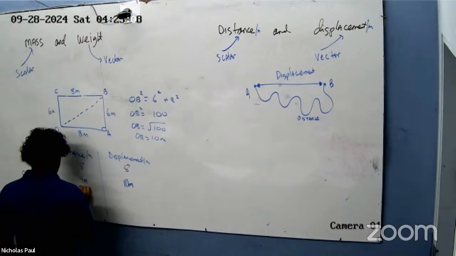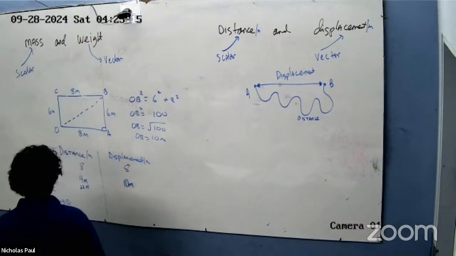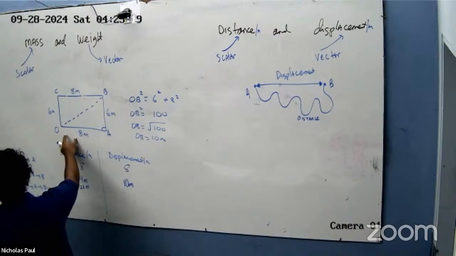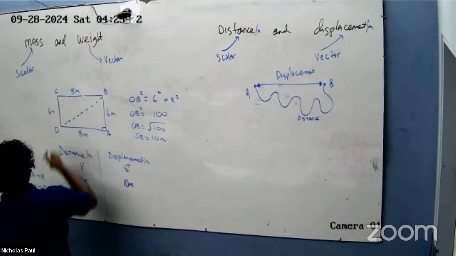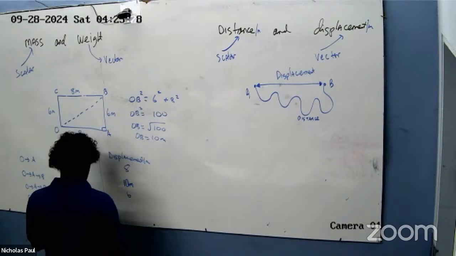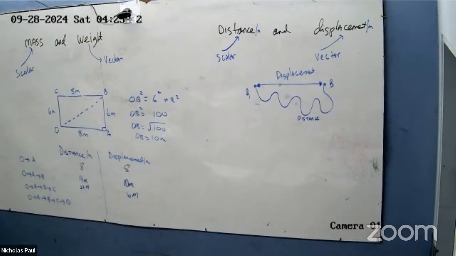You got 22 for the first one, correct? Right. What about the displacement? Where you start, at O, and where you finish? And what's the straight line distance between O and C? That's it. That's all.